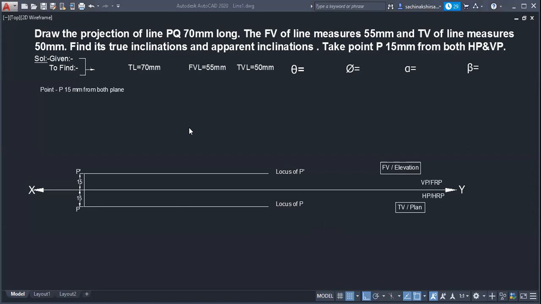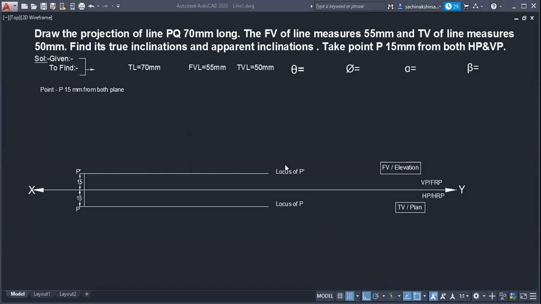FL on locus P dash and then straight. काय करायचं? FL लेंथ घ्यायची, लोकस ऑफ P dash करायची, मार्क करायची आणि तिथनं स्ट्रेट जायचं आणि परत TL ट्रू लेंथ घ्यायची आणि त्या स्ट्रेट लाईन वरती मार्क.